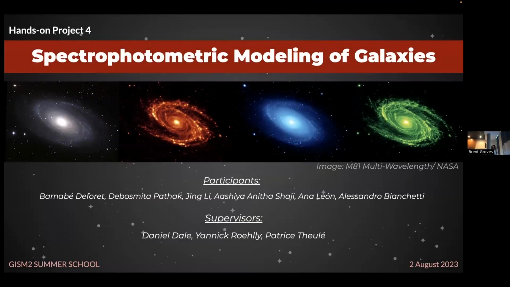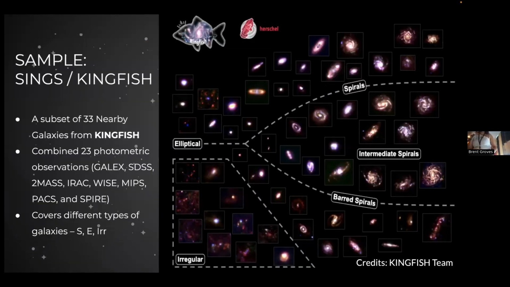Hi everyone. This handout project is titled Spectrophotometry Modeling of Galaxy. The goal is to test the contribution of stellar, dust, and gas on the spectral energy distribution, with a sample of nearby galaxies. This project was developed by Barnaby, Deb, Achia, Alessandro, Jim, and me, Anna, and was supervised by Daniel Dale, Yannick, and Patrice.